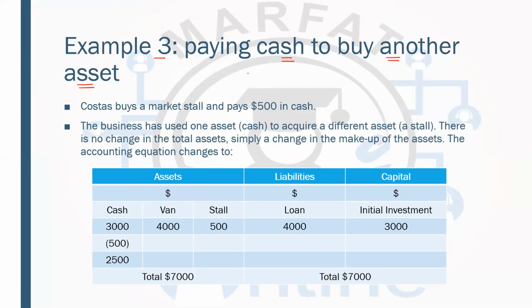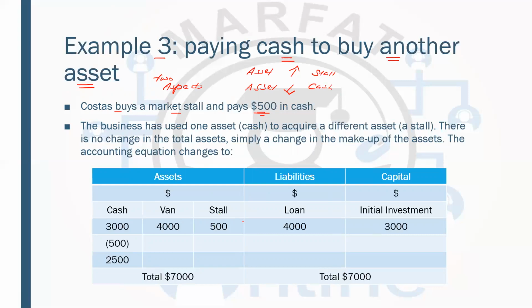So what are the two aspects? If you write the two aspects before going to the transaction, they are buying an asset, that means there will be an increase in the asset, and they are paying the cash for it. So there is a decrease in the asset in the form of cash. One asset is increasing, the other asset is decreasing. These are the two aspects that you need to know. So Costas buys a market stall and pays $500 in cash. The asset which increases is the stall and which is decreasing is the cash.